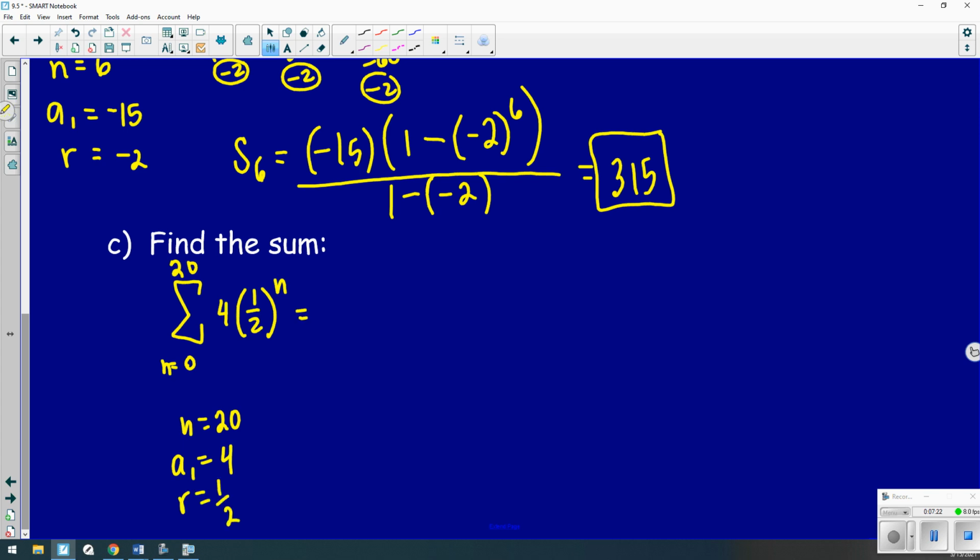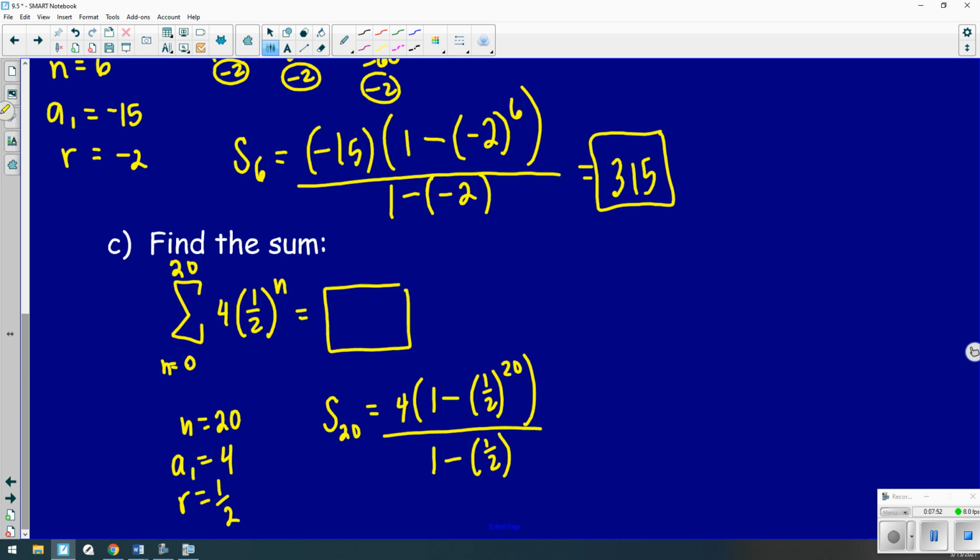So this is a calculator punch like you know by now, I'm sure. Or we could just say s sub 20, using the formula, is equal to first term, which is 4, times 1 minus the common ratio of 1/2 to the 20th power, all over 1 minus the common ratio of 1/2. Okay, I've got my calculator out, so I'm going to do both things. I'm going to evaluate sigma, and I'm going to evaluate the formula, and hopefully I get the same answer.